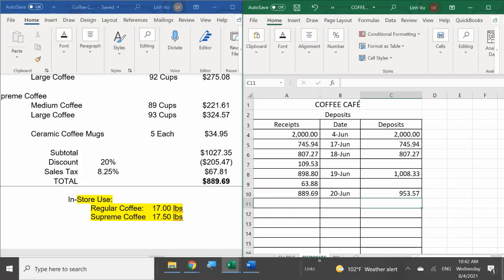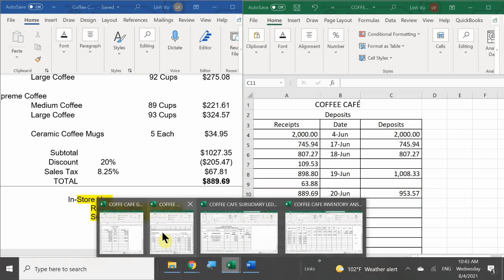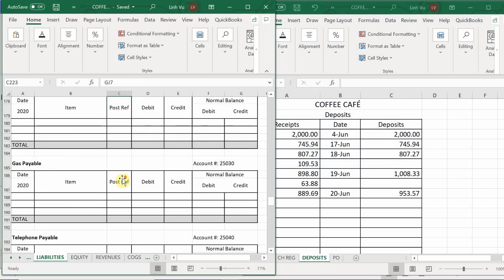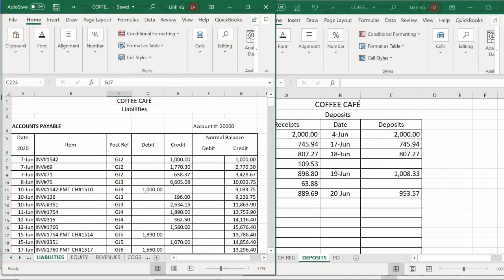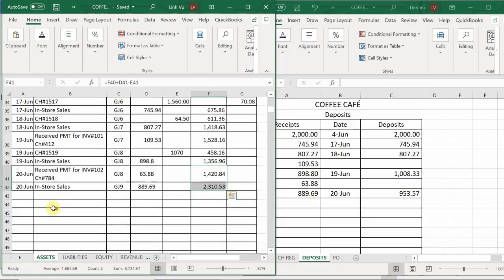Did we go to our checking already and deposit the 889.69? I don't remember. That was in our general ledger? Yes, because we already completed our sales. Let me go back to my sales. Yes, in our checking account, we did our sales, so we did deposit this money into the checking account itself already.